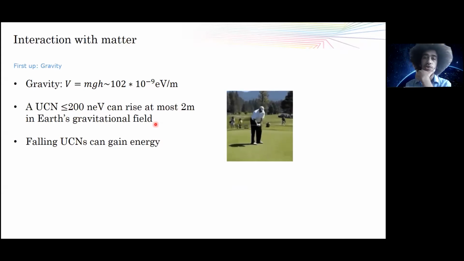And the way you can exploit this gravity interaction is, if you have a falling ultra-cold neutron, you can gain energy, which would help you get those neutrons through detector windows.